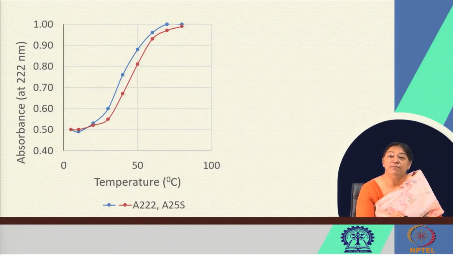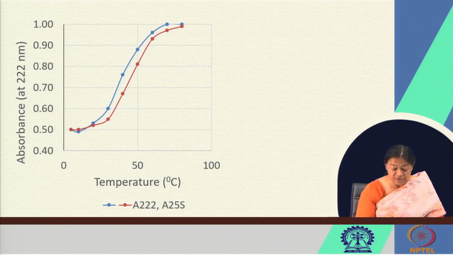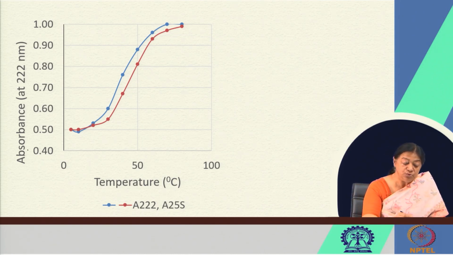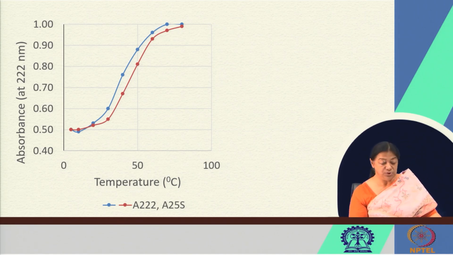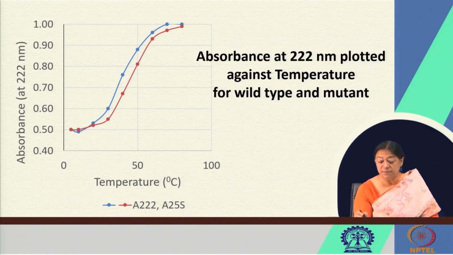We can do the same for the mutant. What do we observe here? We have the absorbance at 222 nanometer again versus the temperature, but now we have one for the wild type and we have one for the mutant. And what do we observe? We have the wild type and we have the mutant.